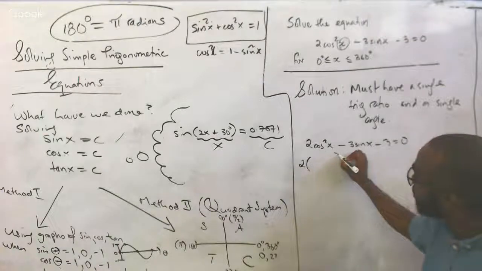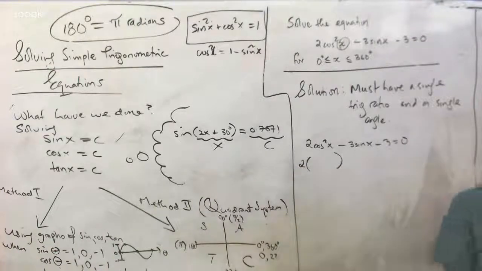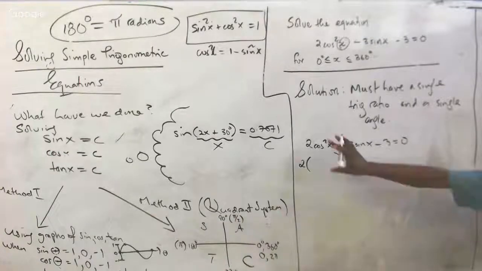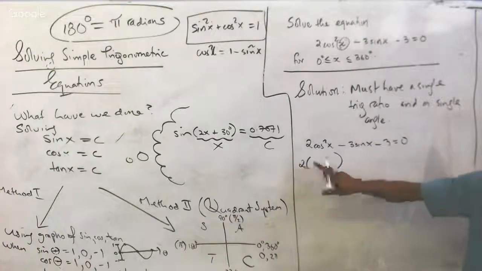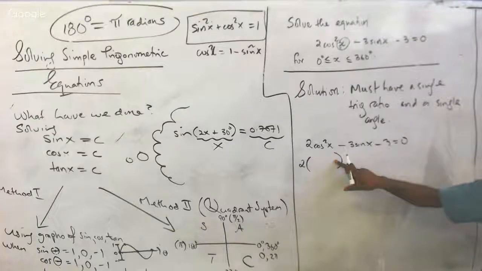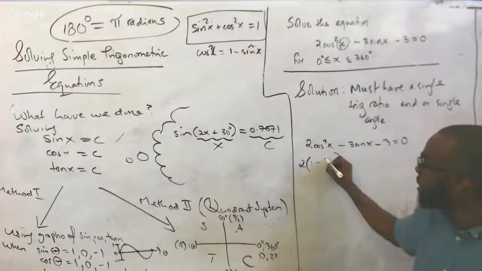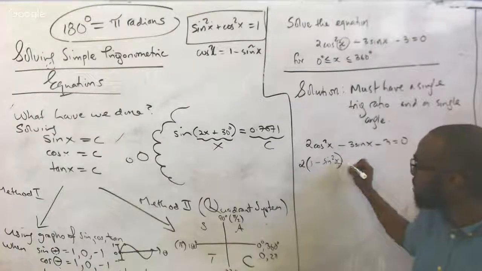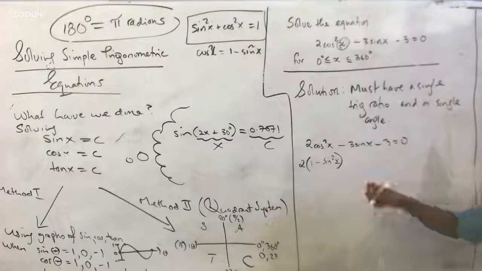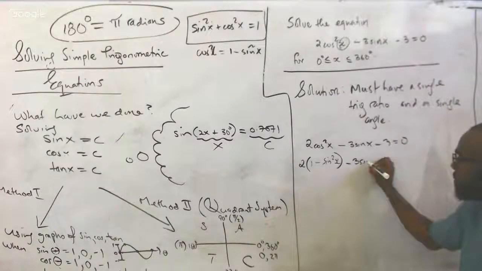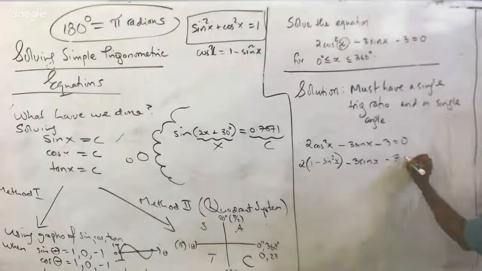Remember now, cosine squared needs to be contained in our bracket because cosine squared was initially 1 thing. So it's 2 times whatever cosine squared is. That means the 2 must multiply whatever cosine squared is. That's why I need to put it in a bracket: 1 minus sine squared of x. That's a common error, that's why I stress it so much. Minus 3 sine of x minus 3 equals 0.